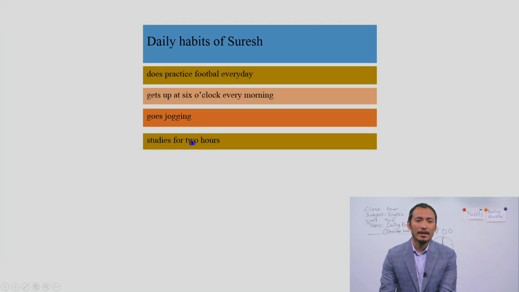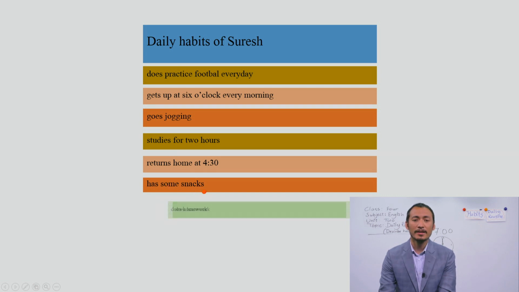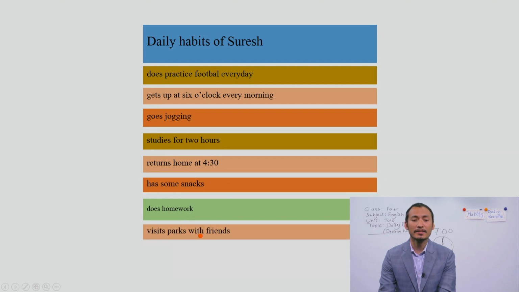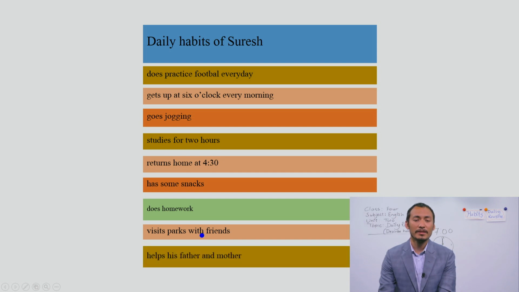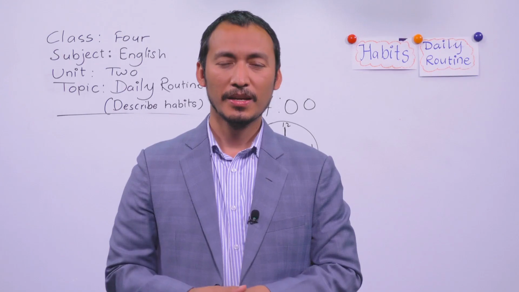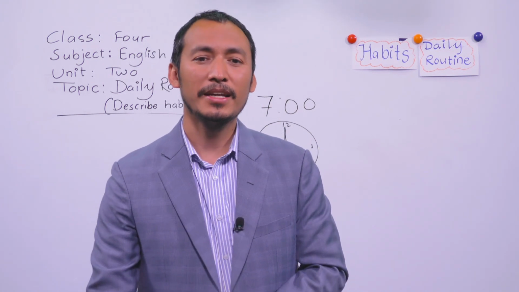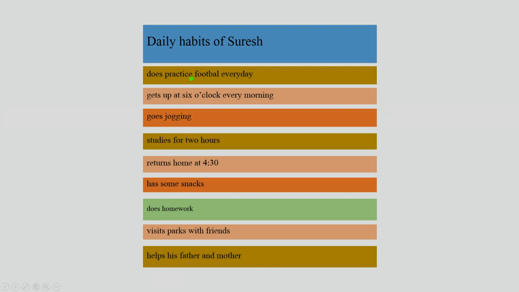Then, yes, he studies for 2 hours. Right, students? He studies for 2 hours. And another habit is he returns home at 4:30. Another habit is he has some snacks and does homework. Then he does homework. After that, he visits parks with his friends. And he helps his father and mother. These are the activities or the daily habits of Suresh. Do you have such habits? Okay. So yes, we have similar habits, right? And some may be different, but you can, yes, go with his many habits.